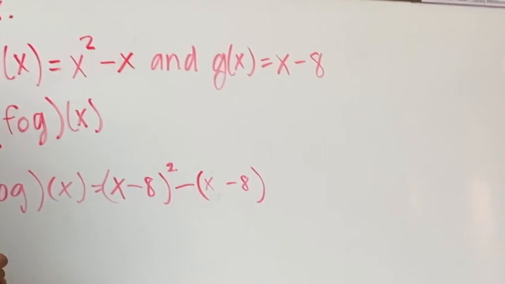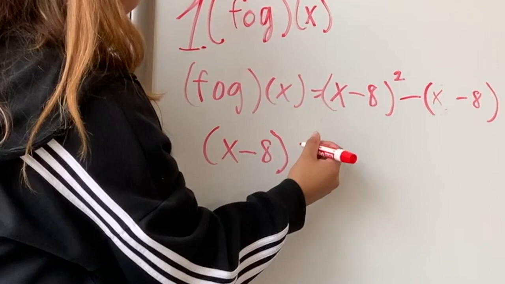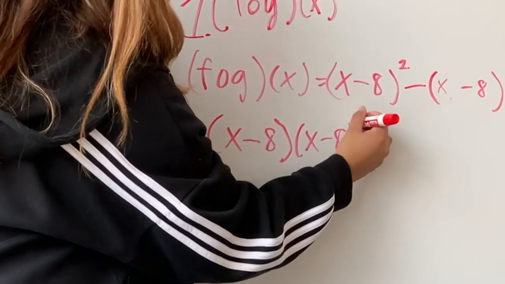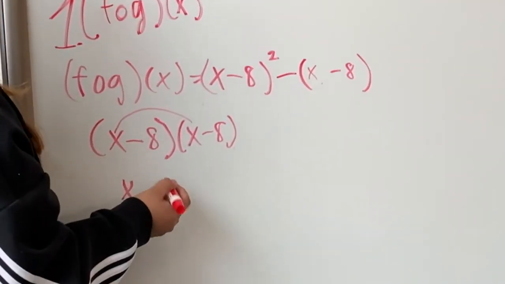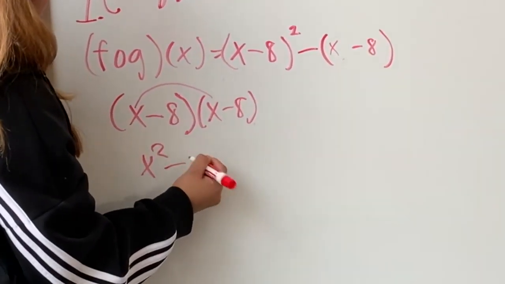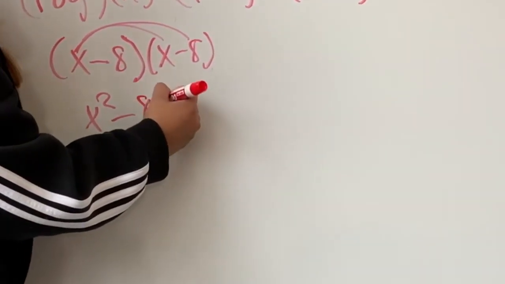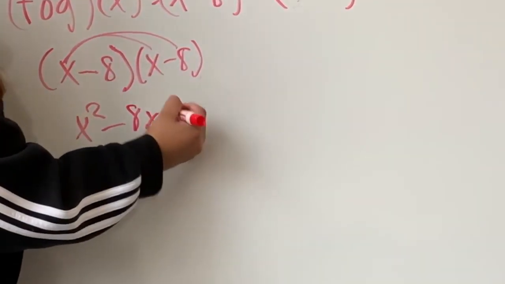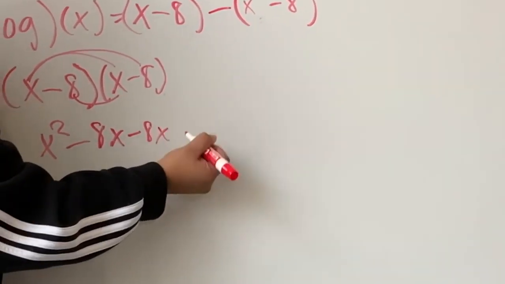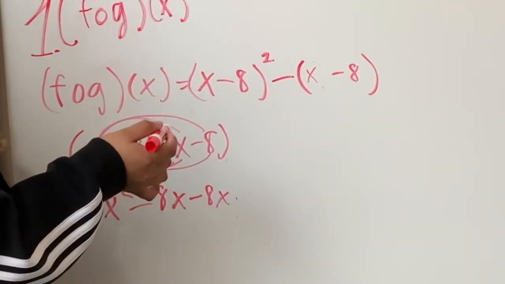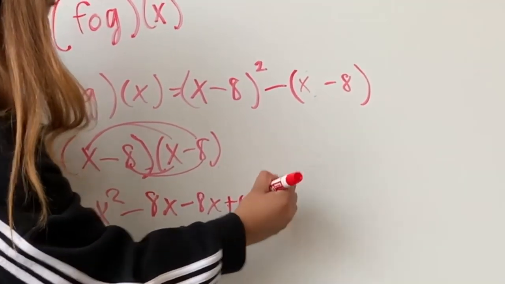Then we are going to expand x minus 8 times x minus 8. We do x times x, which is x squared. Then x times negative 8, so we get minus 8x. And we do the same for the inner term, which gives minus 8x. Then negative 8 times negative 8 gives positive 64.